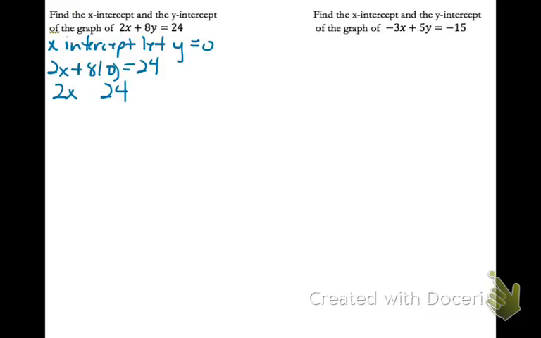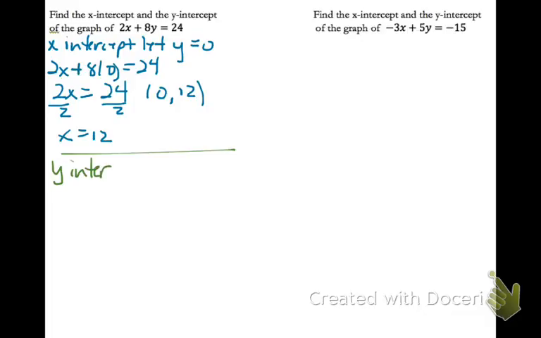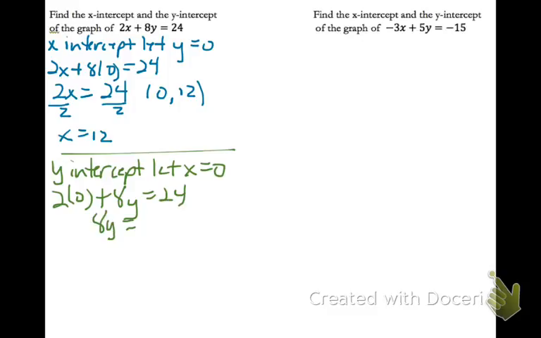Let's clean this up a little bit. So x equals 12. So we have the point 0, 12. Now to find the y-intercept, let's let x equal 0. So we'll have the equation 2 times 0 plus 8y equals 24. This way we can see what y is doing when x is 0. So 8y equals 24. Divide both sides by 8, so y equals 3. So we've got the point 0, 3.